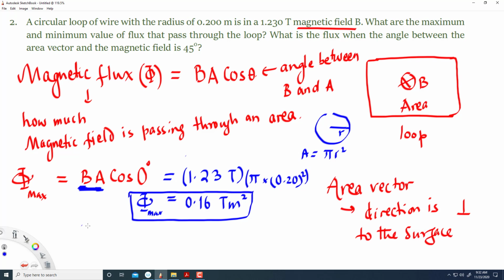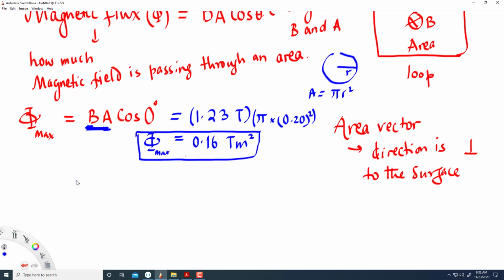So that's the maximum. Now let's look at the minimum. We don't even need to calculate the minimum. You can tell what the minimum flux is. Minimum flux is when it's perpendicular like that. No flux at all. So BA cosine, when B and A are 90 degrees, and cosine of 90 degrees is 0. So you don't even need to calculate. It's just 0.